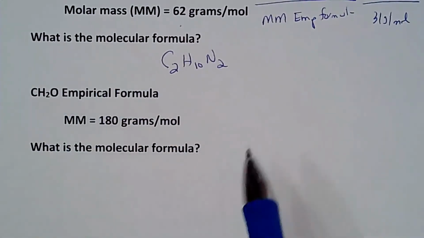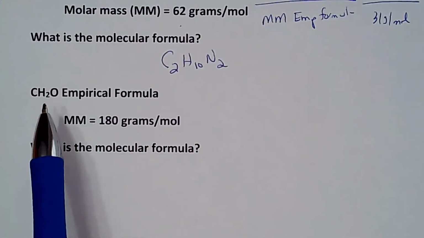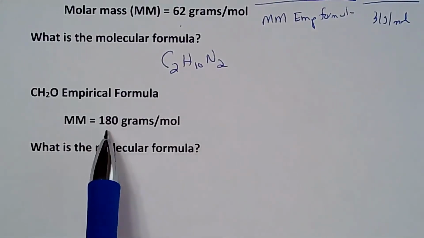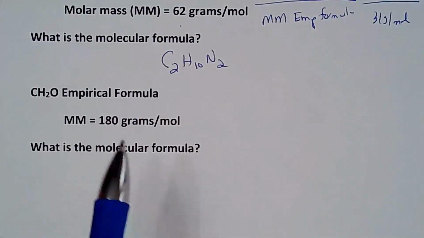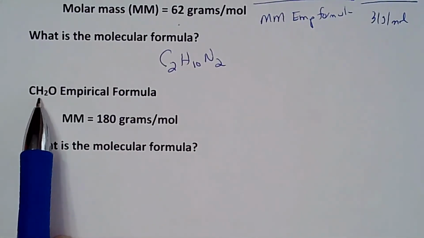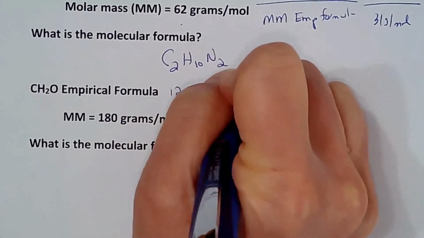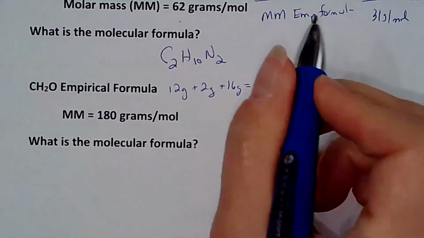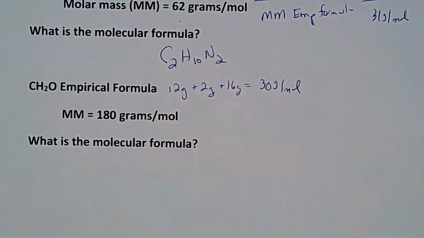To summarize with this last problem, here is my empirical formula. Again, it's the empirical formula of glucose. It's also formaldehyde. If the molar mass of the molecular formula is 180, what does that molecular formula happen to be? Again, you start by adding everything up. I have 12 grams plus 2 plus 16 gives me a total of 30 grams per mole for the molar mass of my empirical formula.